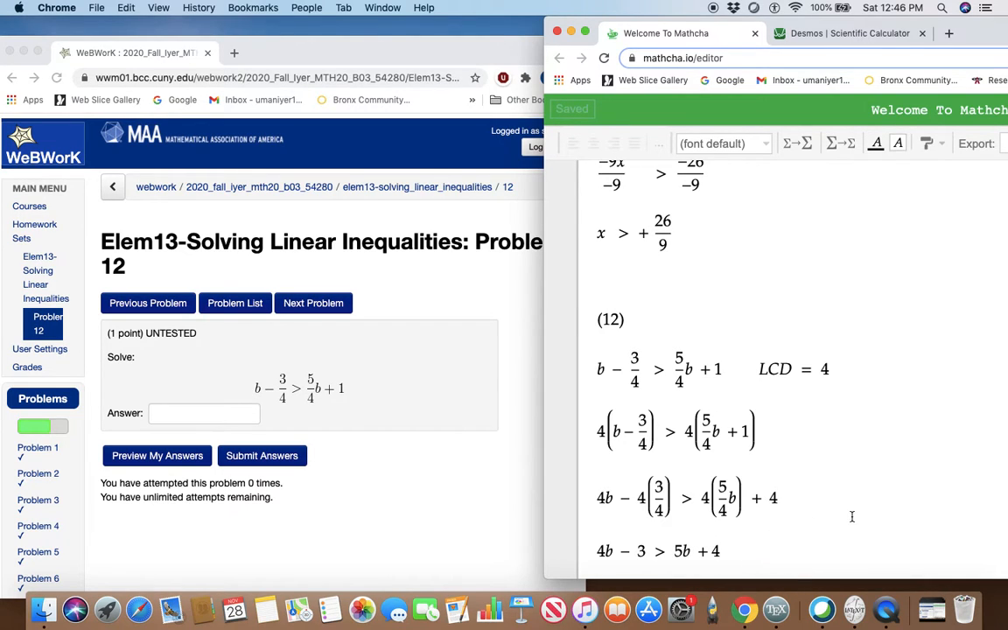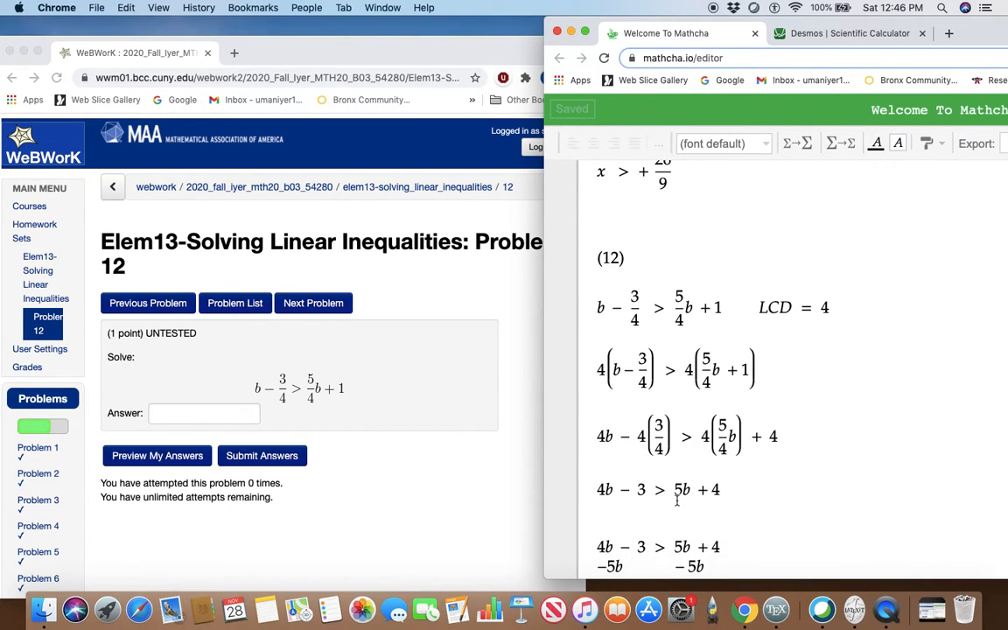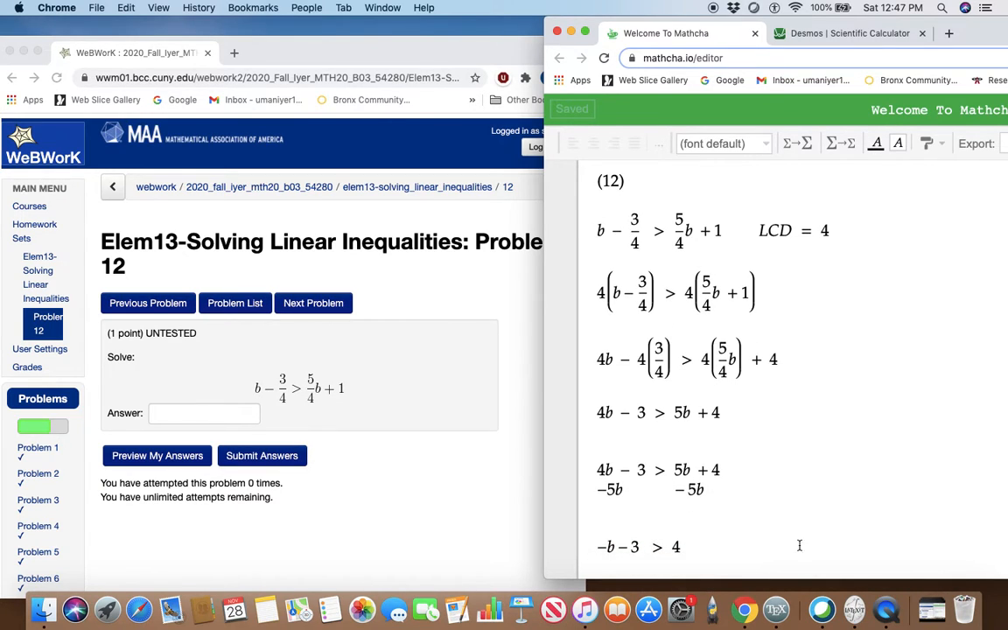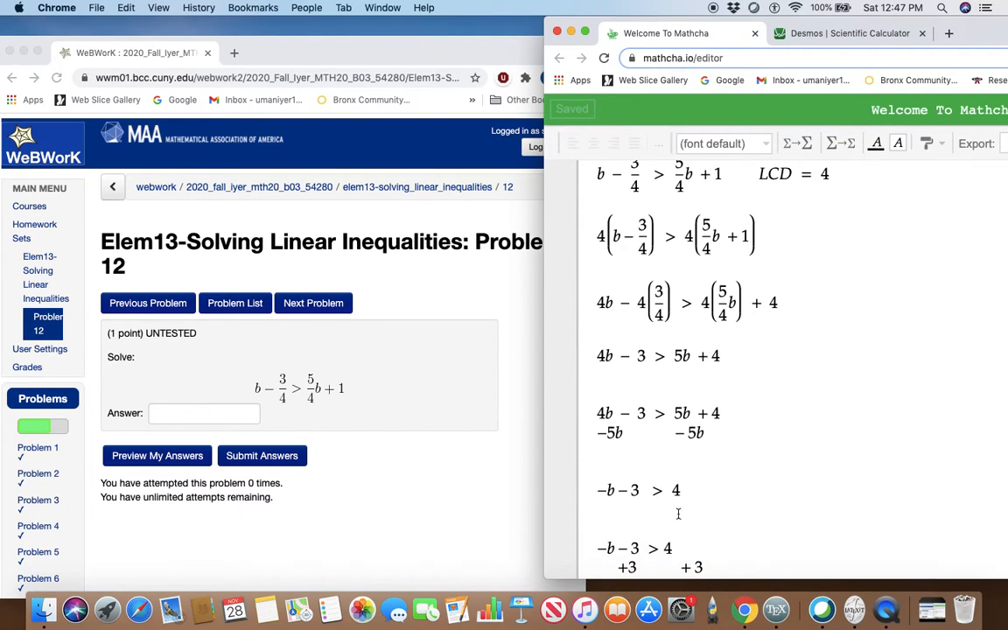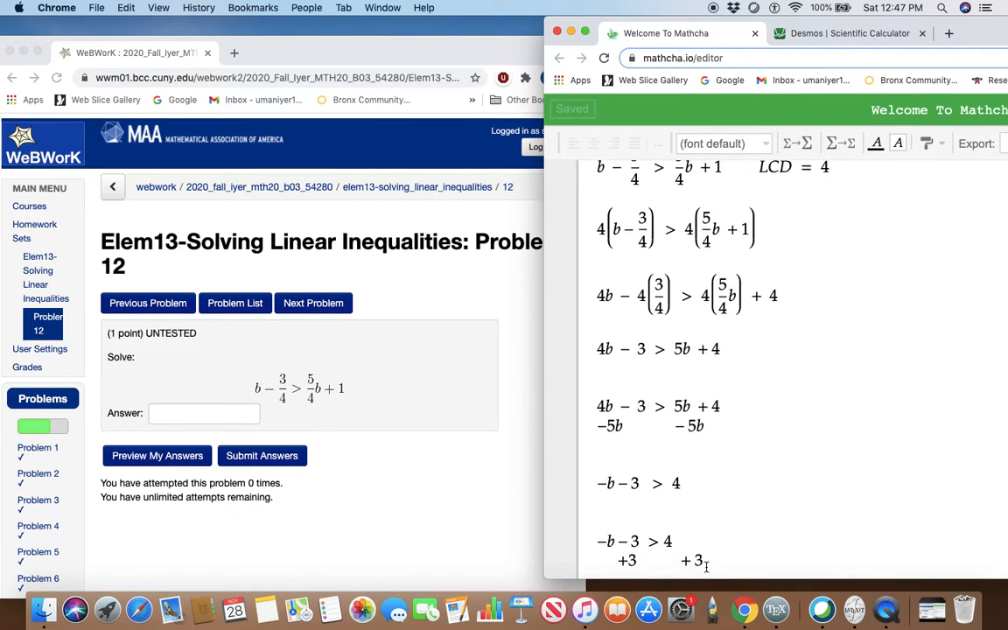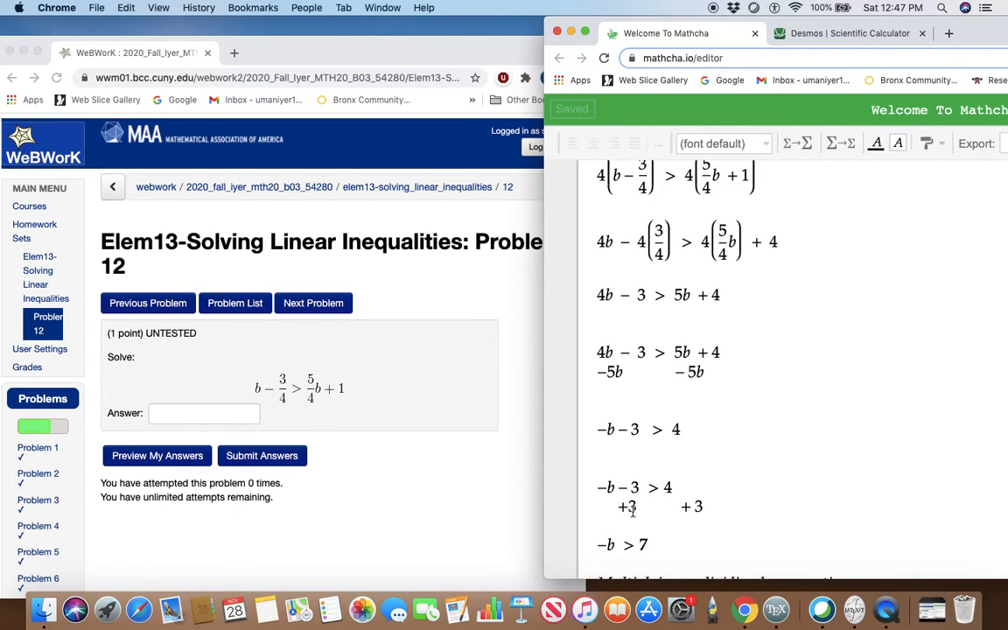plus 4. At this point, I can subtract 5b from both sides so that I get the variable on the left. 4b minus 5b is negative 1b minus 3 greater than. These two cancel, I'm left with 4. Now add 3 to both sides. That gets me negative b greater than 4 plus 3 is 7.